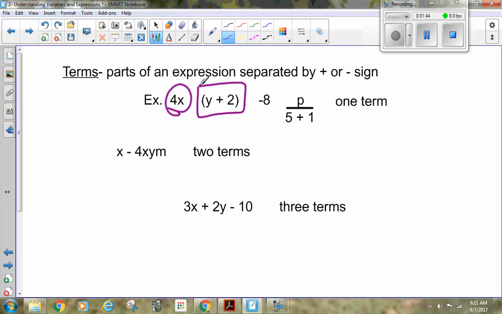This last one's kind of tricky. We have p over 5 plus 1. So we're looking at this as a whole. The whole thing is one term. Even though there's that addition 5 plus 1, again, it's in the denominator, so that makes it a special case.